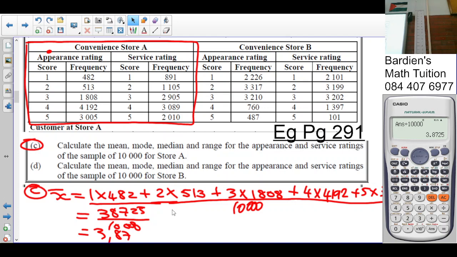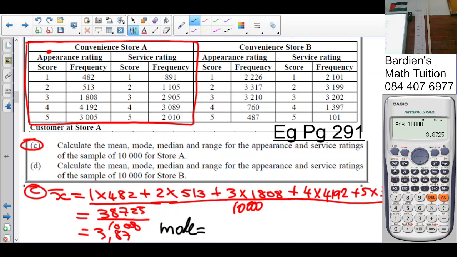This is when we're calculating from a frequency table. So you see the difference. Then it says the mode. So that's your mean. Let's put your mode. The mode is a number that occurs the most, not so? Now remember, 1 is occurring 482 times. 2 is occurring 513 times. 3 is occurring 1,808 times. 4 is occurring 4,192 times. 5 is occurring 3,005 times.